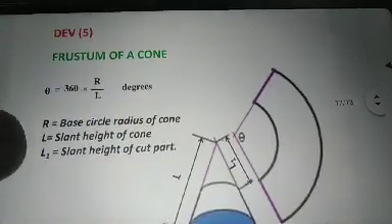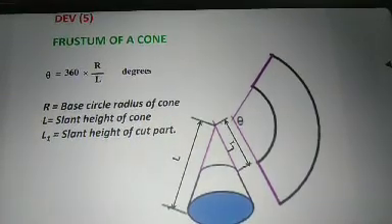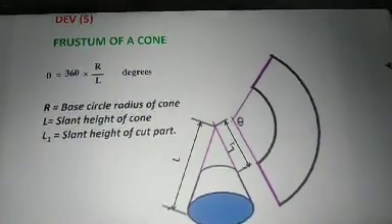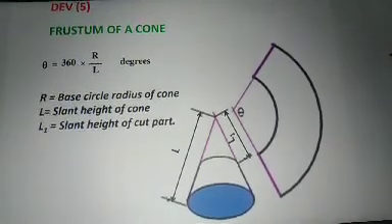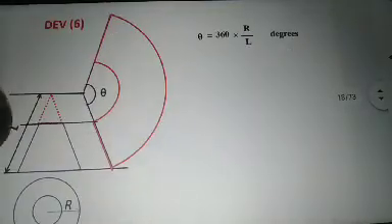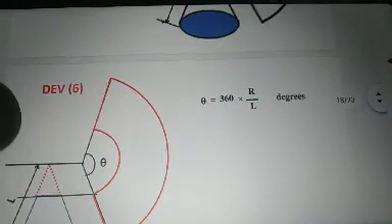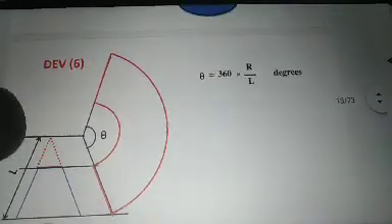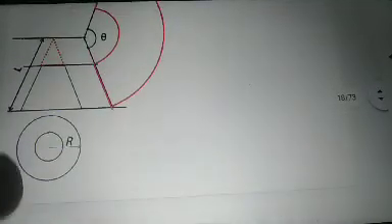Suppose that this will be x mm. So theta equals 360 into 25 by L, measuring that slant height. Put the value of capital L, the slant height, in that equation, and we will get theta in degrees. So the problem looks like this, and after that we will draw the development of the cone easily. This is the simple method of developing a cone. So we discussed it as a simple problem for developing a cone.